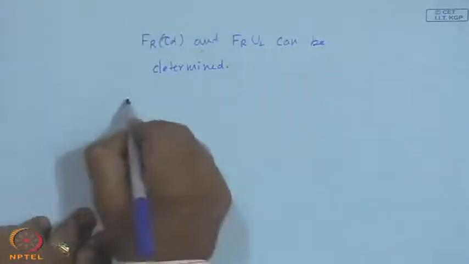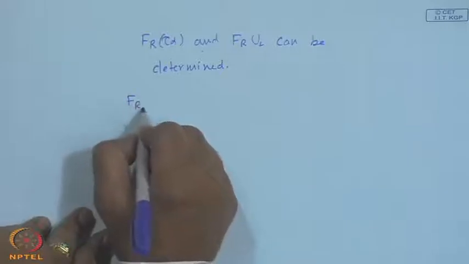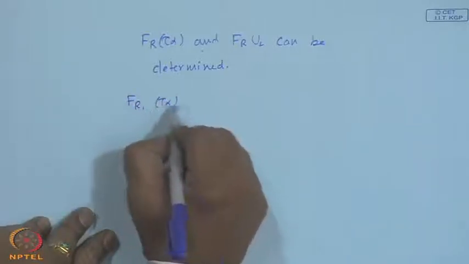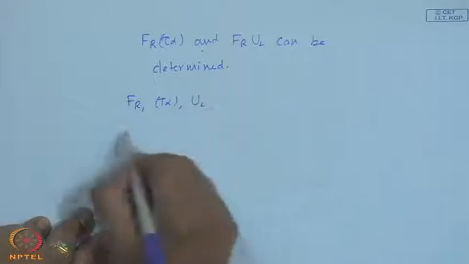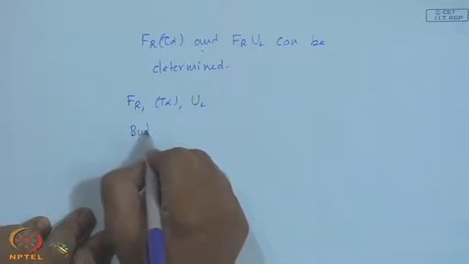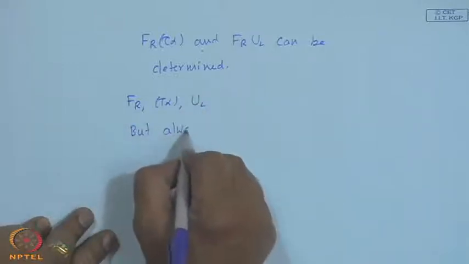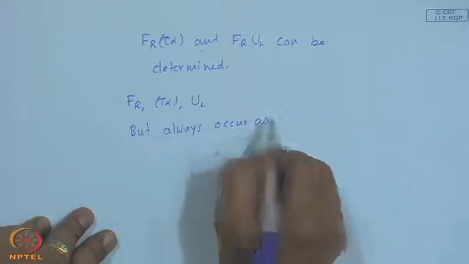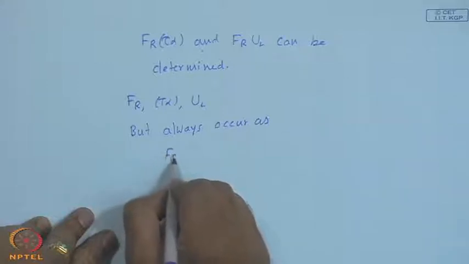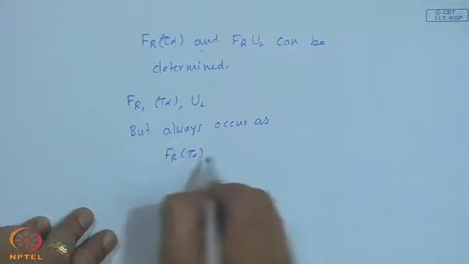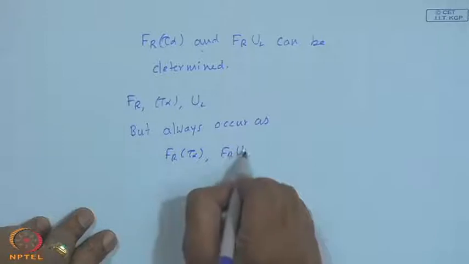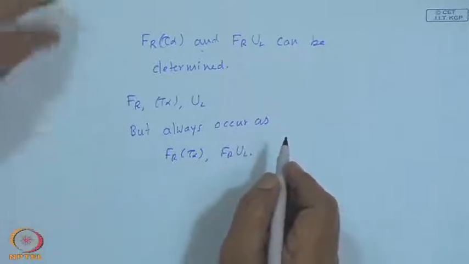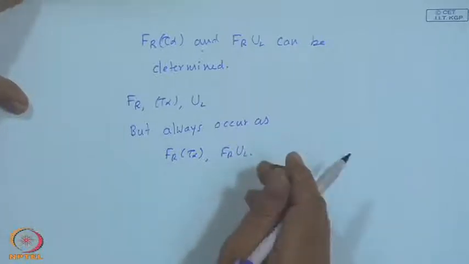Now, actually there are three parameters, FR, tau alpha and UL, but they always occur as two products: FR tau alpha and FR UL. So, the two parameters can be determined from the efficiency tests.